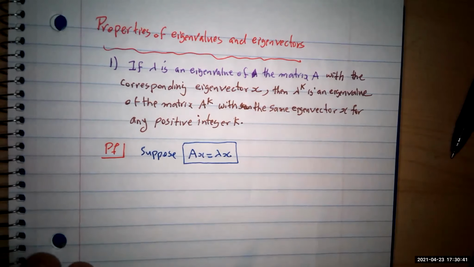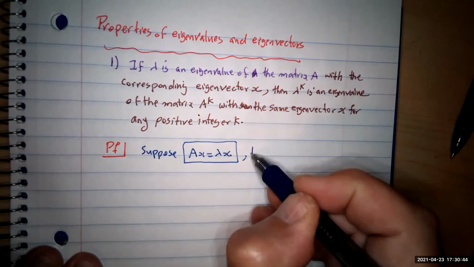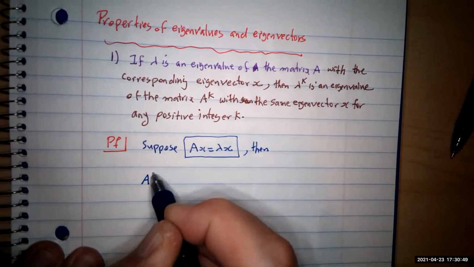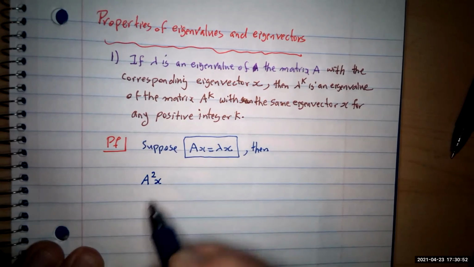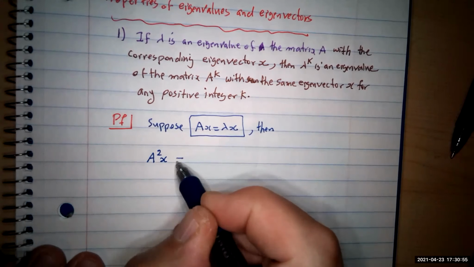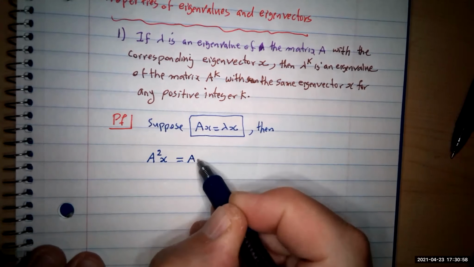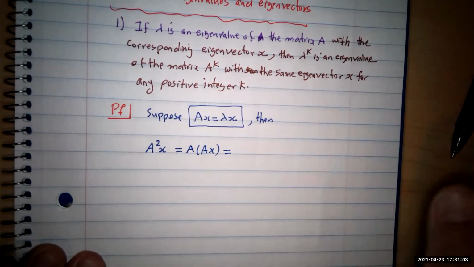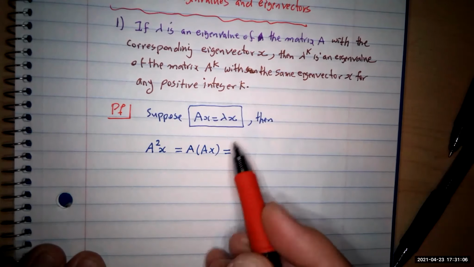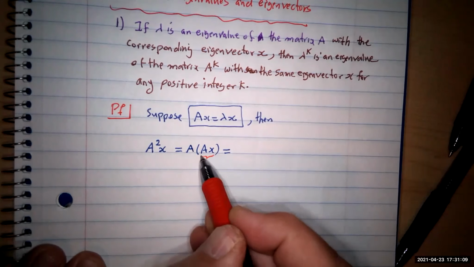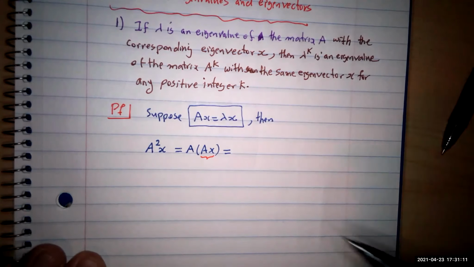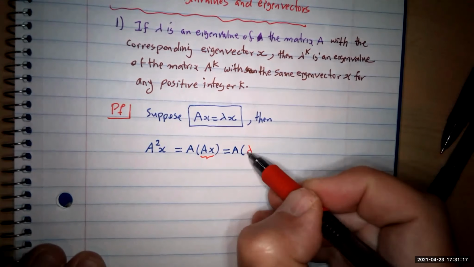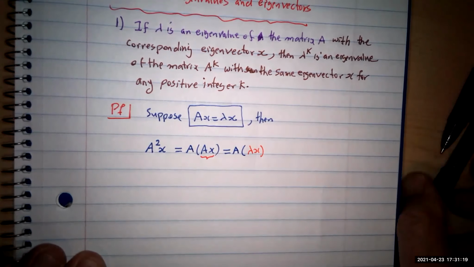So you want to consider the powers, okay? Let's try one easy power to see. What is going to be A squared x? You know that A squared of a matrix means A times A, a composition of functions. Remember, A times Ax, this is it. But what is Ax? You see, Ax is lambda x. So this is going to be equal to A times lambda x.